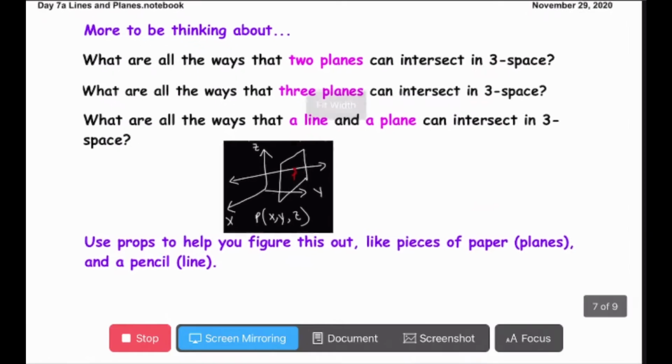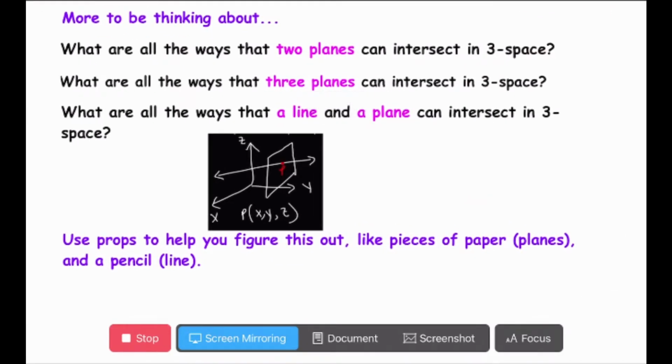More things to think about. What are all the ways that two planes can intersect in 3 space? What are all the ways that 3 planes can intersect in 3 space? What are all the ways that a line and a plane can intersect in 3 space? You can pause for a moment and think about this, or use props to help you.